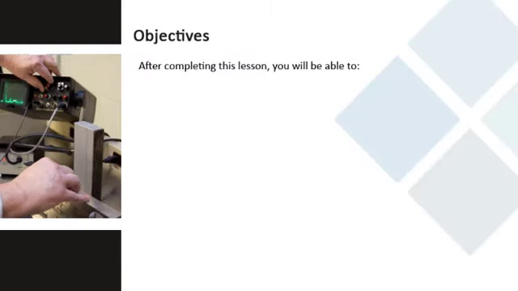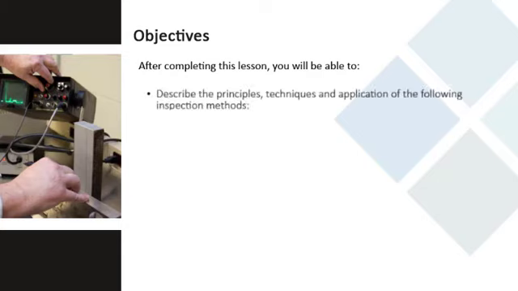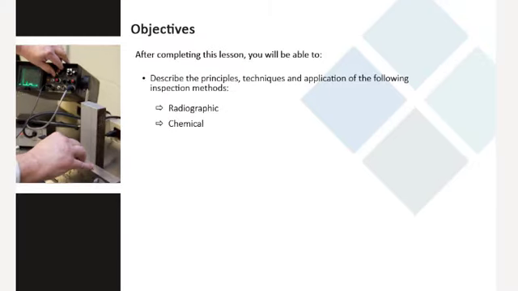These are the key objectives that you can expect to achieve after completing this lesson. Describe the principles, techniques and application of the following inspection methods: radiographic and chemical. Click next.